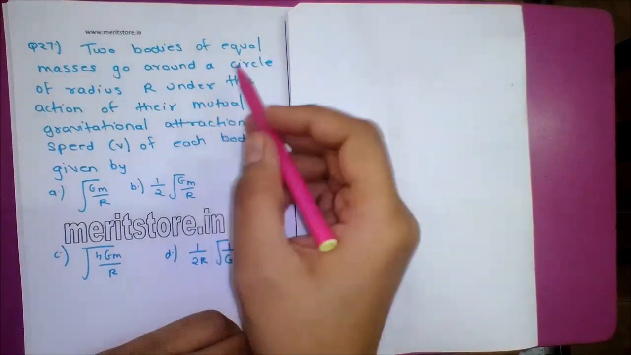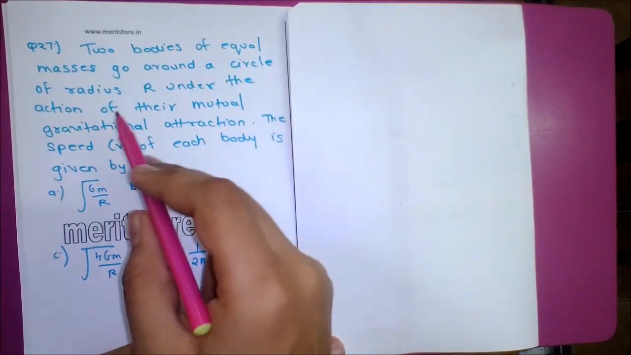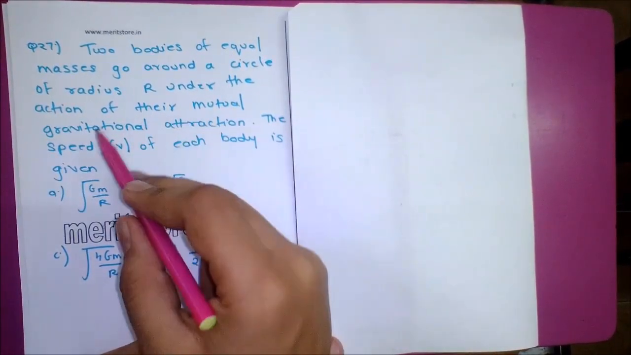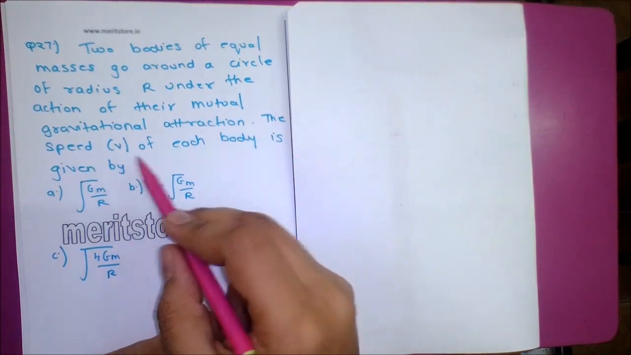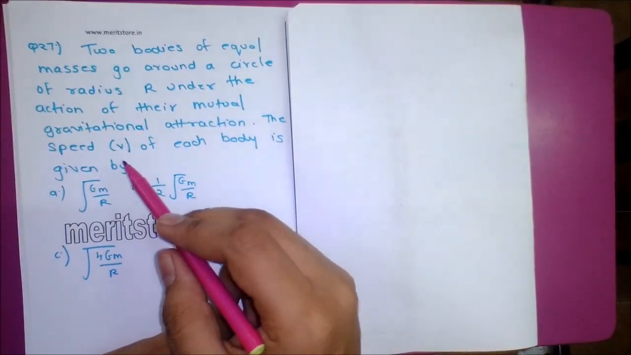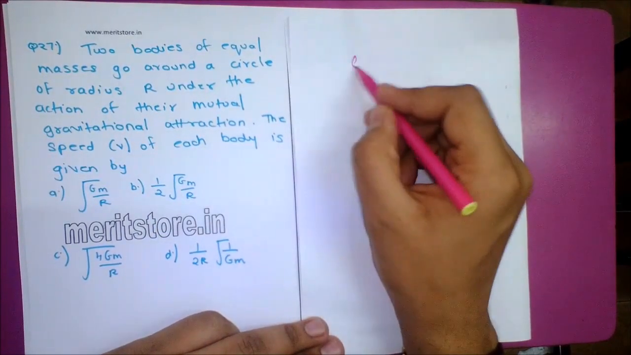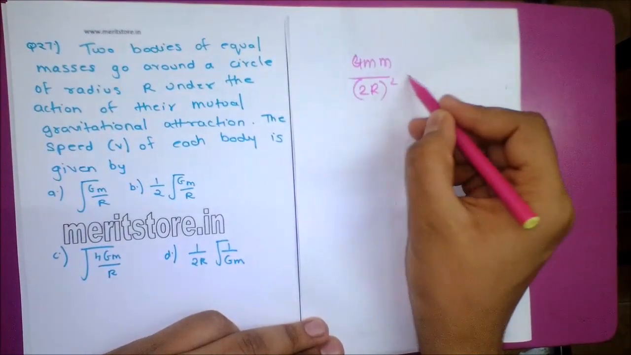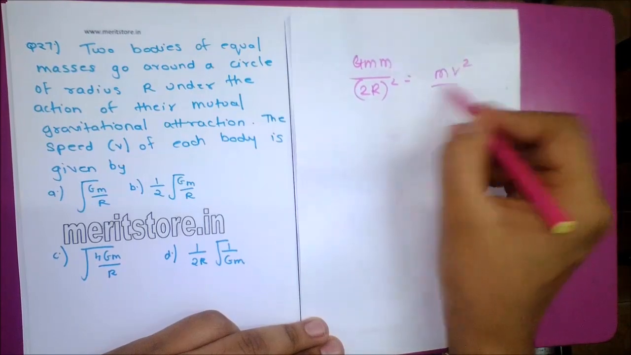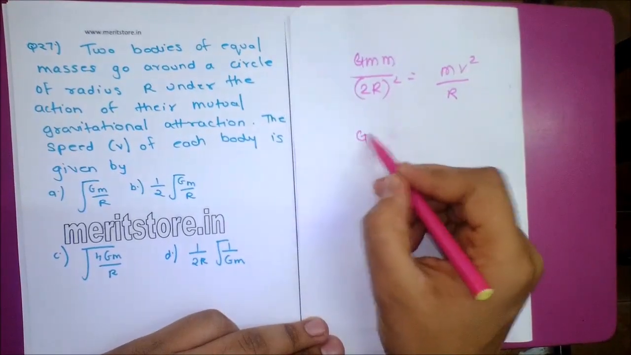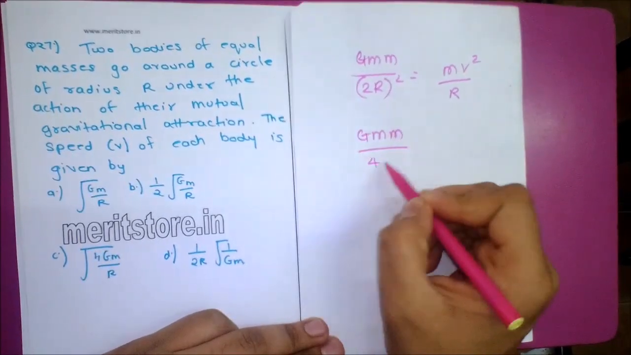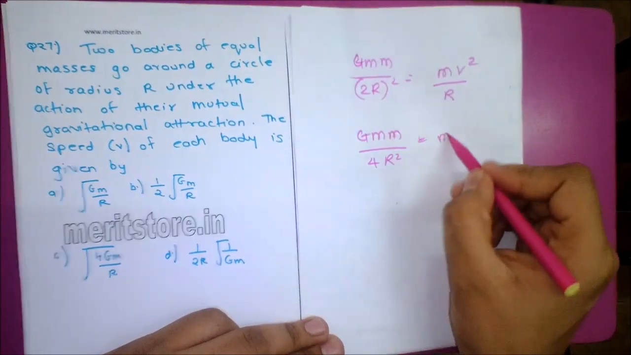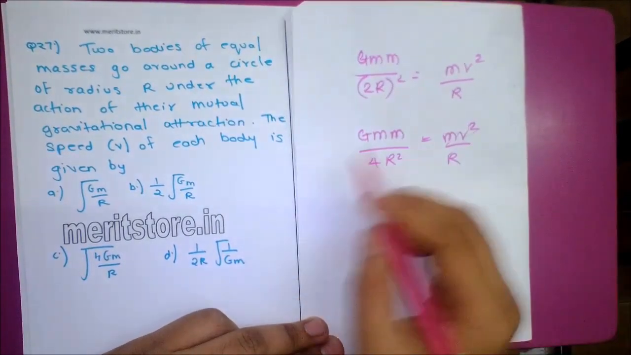Question 27. Two bodies of equal masses go around a circle of radius r under the action of their mutual gravitational attraction. The speed v of each body is given by. Now we know that GMM upon (2r) the whole square is equal to Mv square upon r, which gives us GMM upon 4r square is equal to Mv square upon r.